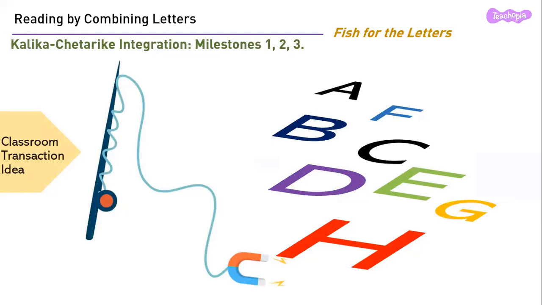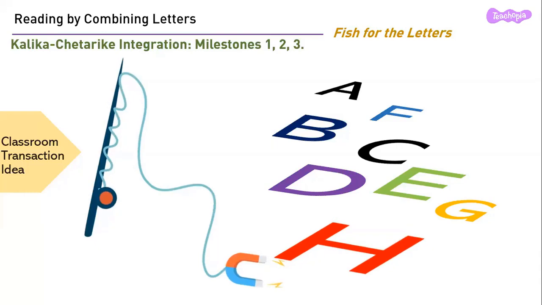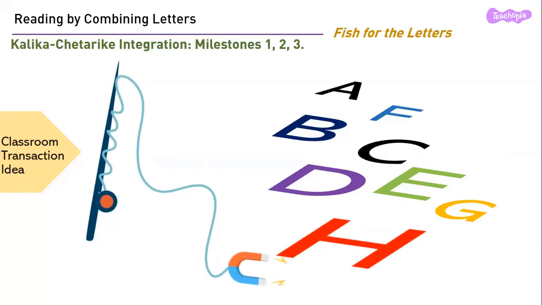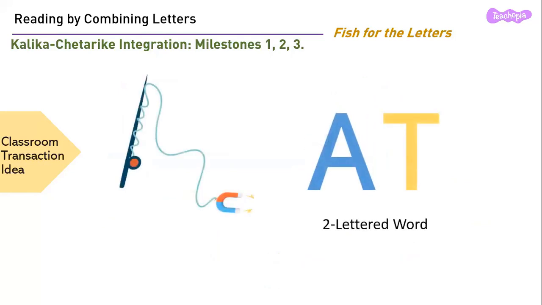The learners are then asked to pick one letter from the heap of letters. For example, when A and T are fished together, ask the learner to reproduce the sound of each individual letter, as in A and T, and then combine together to form the word at.